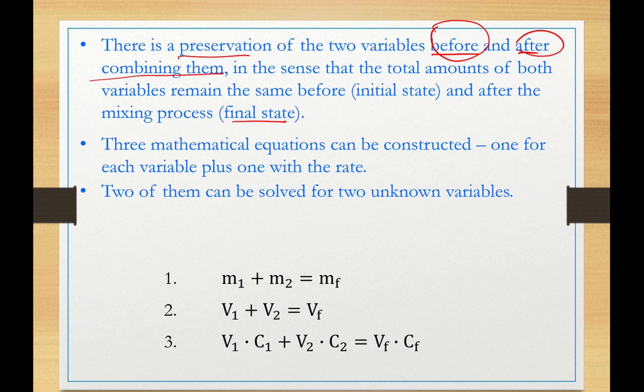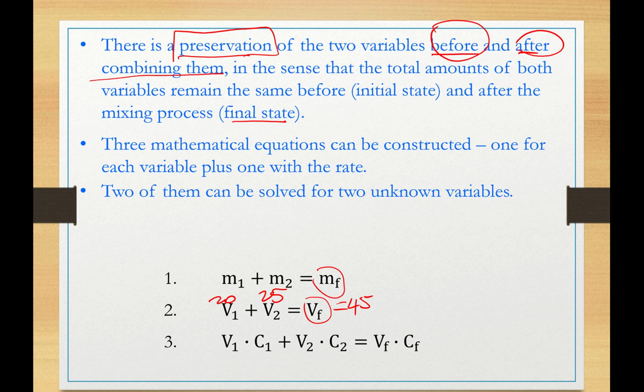Of course, when you mix M1 and M2, you're going to have a final mass of drug. The preservation of these variables means that if we mix 2 grams of drug plus 3 grams of drug, we're going to end up with 5 grams of drug. The same goes for the solvent. V1 plus V2, after I mix these two volumes, I would end up with a final volume that is exactly the sum of V1 plus V2. So if I had 20 ml and 25 ml, this would be exactly 45 ml. It wouldn't be 44 or 43.